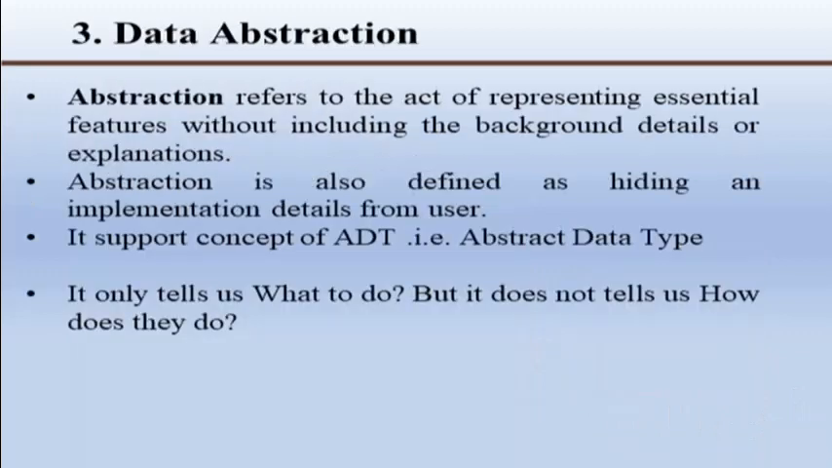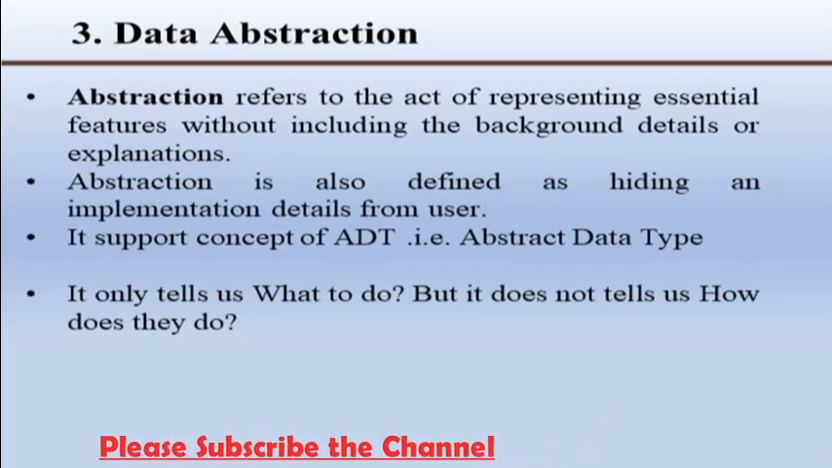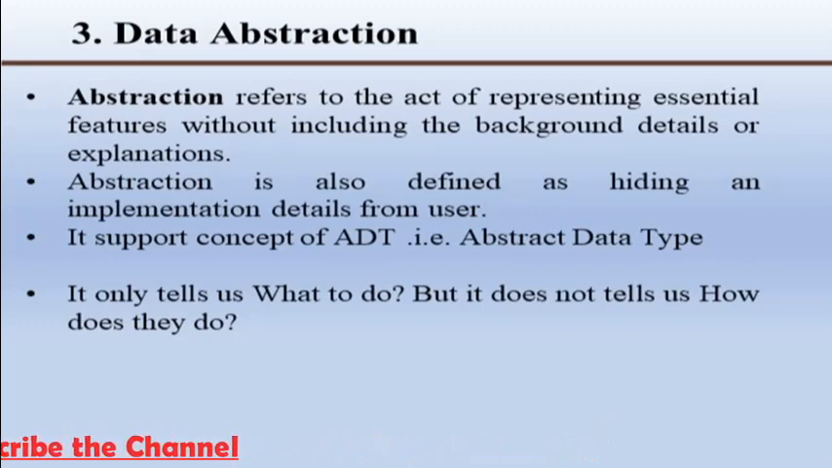Next, data abstraction. Abstraction refers to the act of representing essential features without including the background details or explanation. Abstraction is also defined as hiding the implementation details from user. It supports concept of ADT, that is abstract data type. It only tells us what to do, but it does not tell us how they do it.